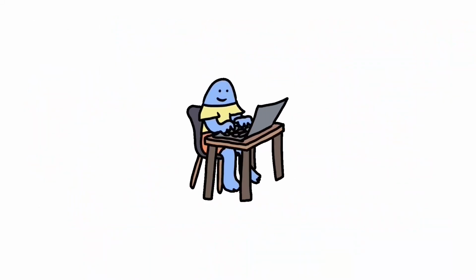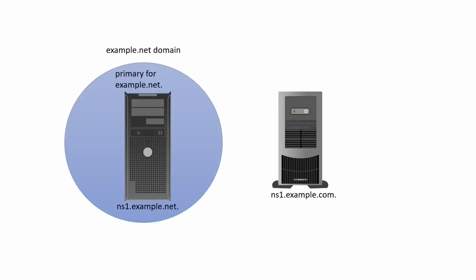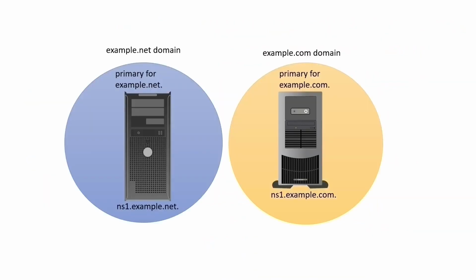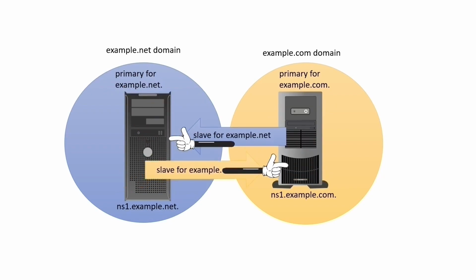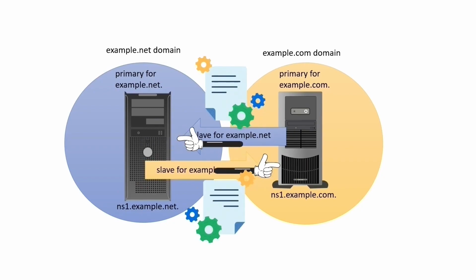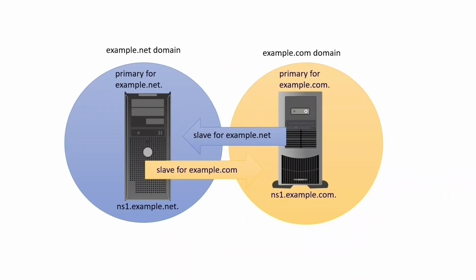Let's take an example. Suppose we have two primary name servers, ns1.example.com and ns1.example.net, for the domains example.com and example.net. We can configure the ns1.example.com name server as the backup name server for the ns1.example.net name server and the ns1.example.net name server as the backup name server for the ns1.example.com name server. This setup allows us to configure backup name servers without adding any additional name servers to the network.